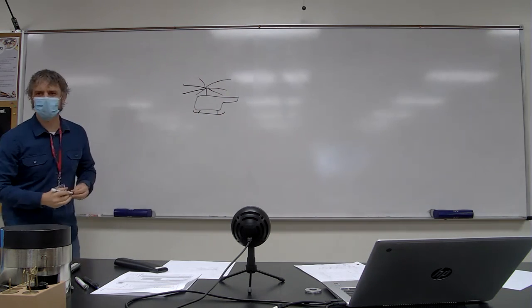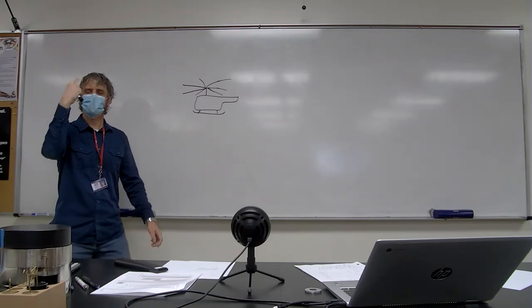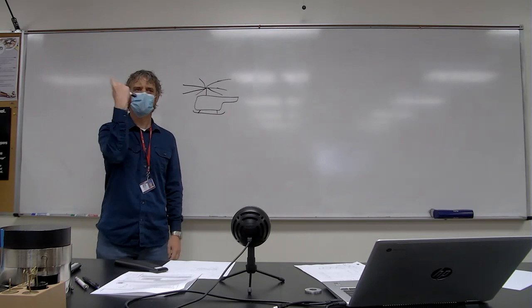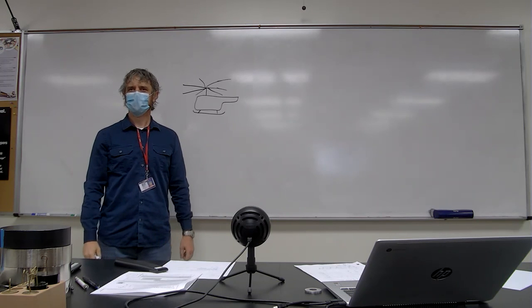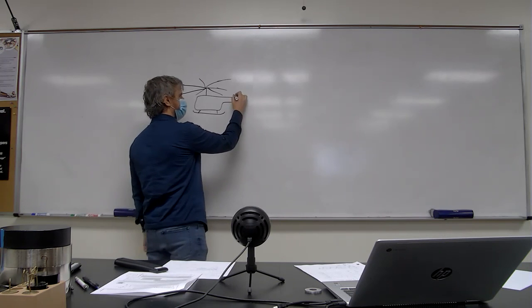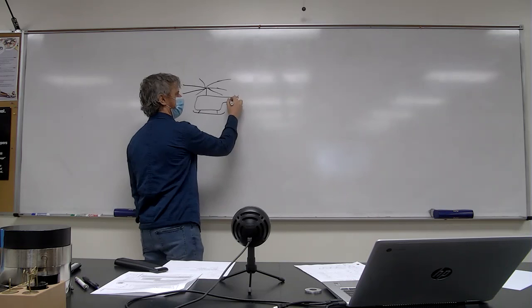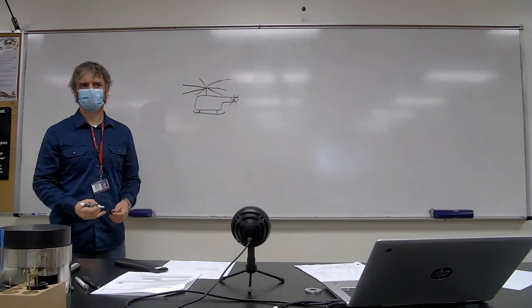If you have a helicopter and it starts spinning its propellers this way, the helicopter wants to spin the other way. That's why you have to have the other propeller on the back. That's why you've got to have that vertical propeller on the back to compensate for that. Okay.